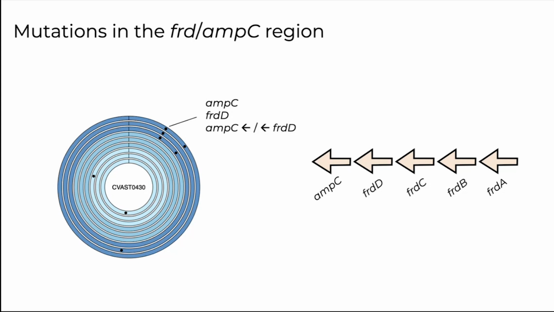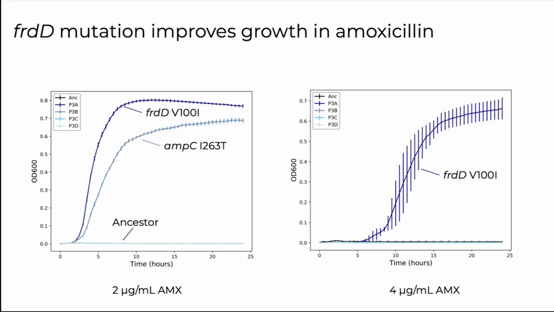So looking at what these mutations are doing, if we grow the evolved and the ancestral strains in a concentration of amoxicillin that kills the ancestor, we can see that both the frdD and the ampC evolved strains can grow at this concentration in the left-hand side of this plot. And then on the right-hand side, if we double the concentration of amoxicillin, then we can see that only the frdD mutant strain is able to grow at this concentration. So they're clearly improving growth in the presence of the antibiotic.